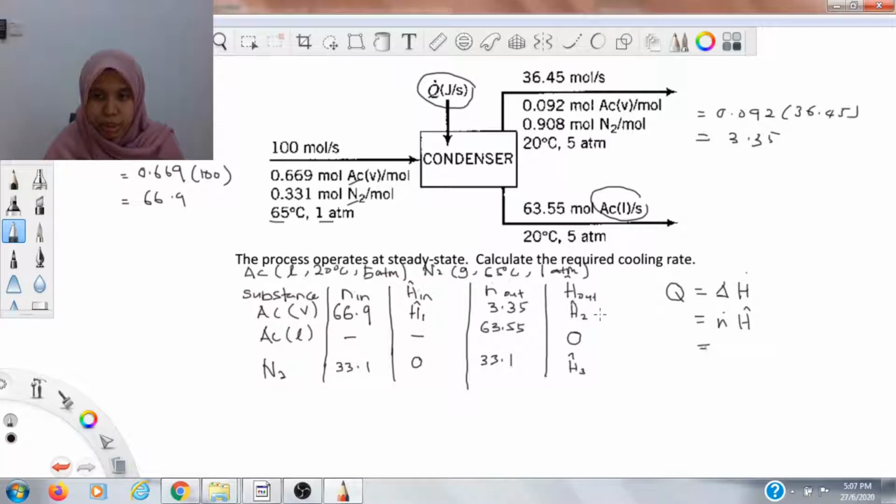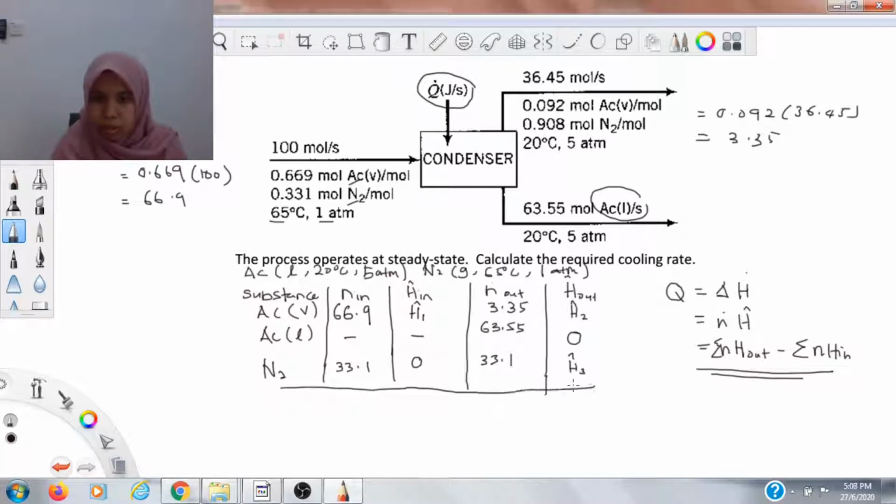If we derive for this question, we get the sum of n H out minus the sum of n H in. So this is the final equation that we're going to use. This is where you will get the total: n times H in will be here, and n times H out. Now our task is to determine H1, H2 and H3.